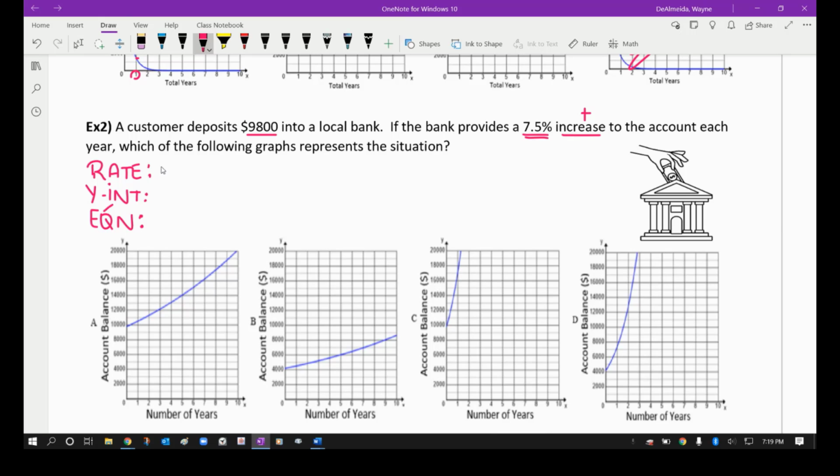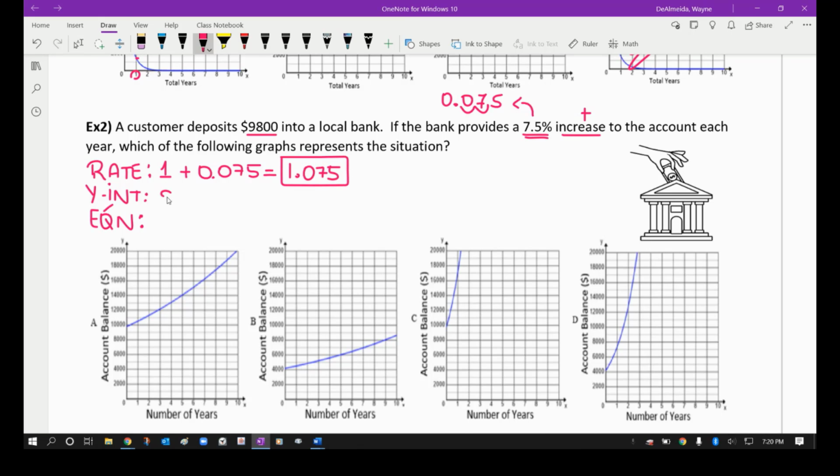So let's go ahead and start with the rate. The rate's going to be 1 plus, we need to change the percentage to a decimal. So let's write 7.5 and we're going to move this decimal place 2 places to the left. So this would be 0.075. And that means this would be 1.075. So there we go. That's my rate.